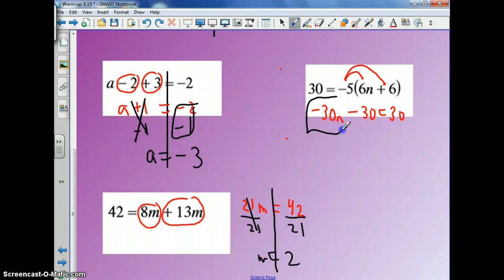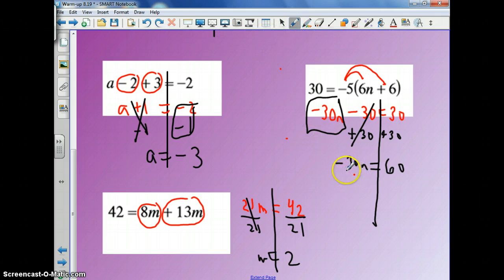Now we box this in. What's on the same side but not in the box? So how do I get rid of minus 30? Addition. So we bring down our negative 30 n. And then 30 plus 30 is? 60. Any questions?